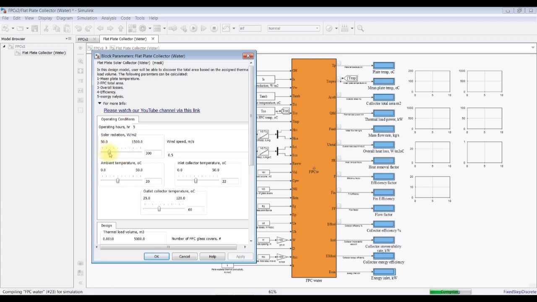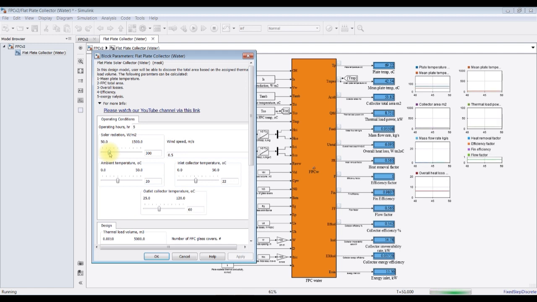As you can see, it's taking a little bit of time. Now I'm going to increase the solar radiation. I'm increasing solar radiation up to, let's go for 600, 700, suppose it's 800. Let's go for the ambient temperature effect also, increasing up to 30 degrees Celsius.